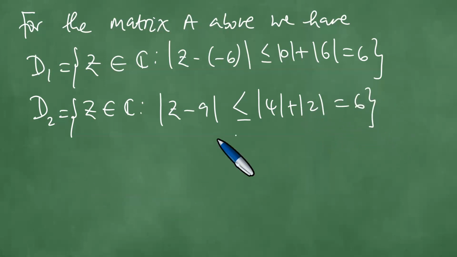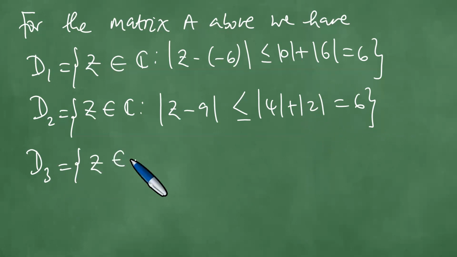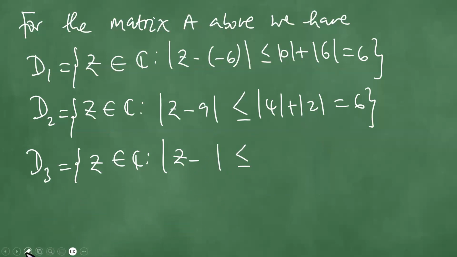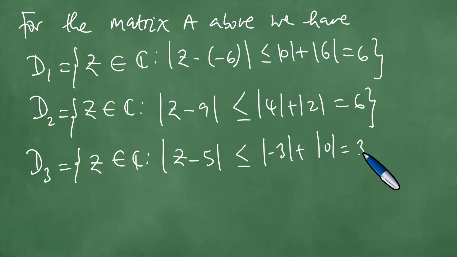Okay, we're going to just look at where these numbers are coming from. Disk 3, Z an element of the complex numbers such that z minus, okay, these Gerschgorin circles are very important when we are looking at the intermediate absolute value. So minus 5 here, and this is minus 3 plus 0.3.